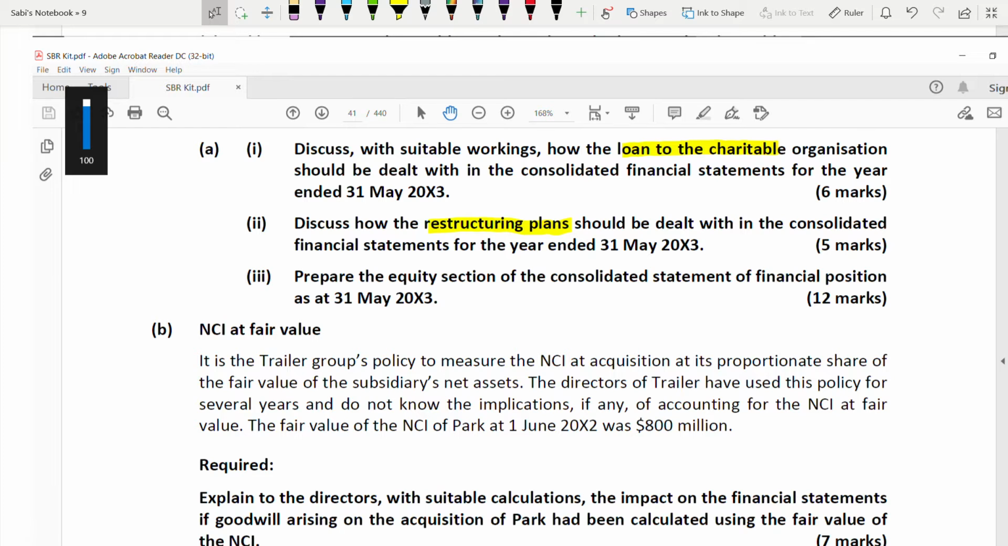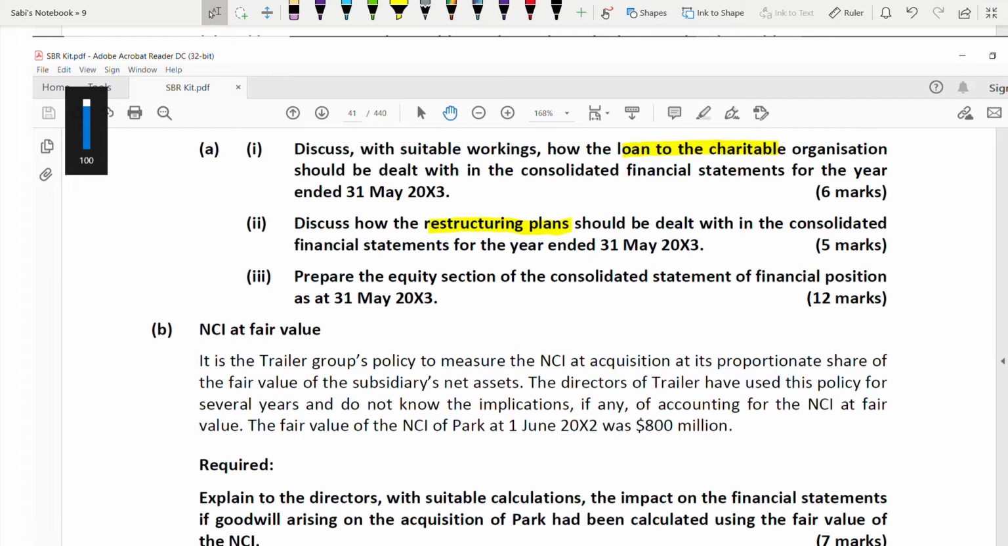Even if it's for small marks, it will be asked. Like here, how they have asked 6 marks, 5 marks. One is loan to charity, the other one is restructuring plan. So for restructuring plan there's a different standard, for loan to charitable there's a different standard. All the standards you have to know to apply here. Right? Restructuring plans is dealt with under which standard? If I ask you now, how will you know if you have not gone through all the standards? If you have missed out even one, gone. So it is IAS 37. Provisions, contingencies, and all that, because restructuring plans come under provisions, so it's dealt with under IAS 37.